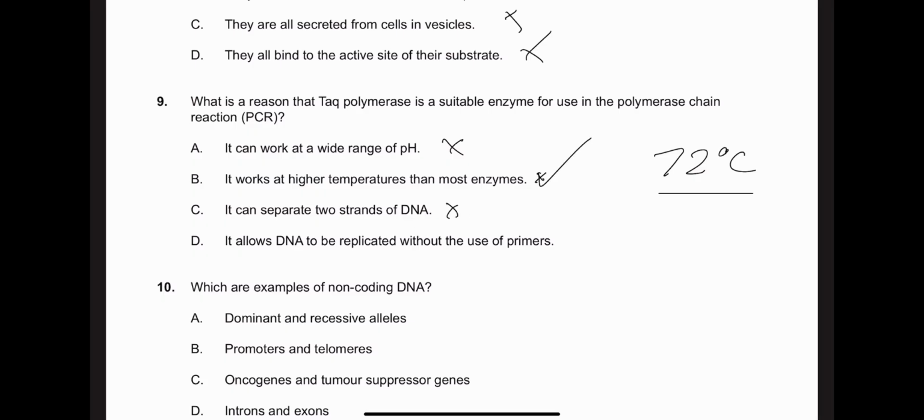Separate two strands of DNA. Again, that's not the role of it. Allows DNA to be replicated without the use of primers. Again, not true. The primers still have to anneal. So B is our answer.